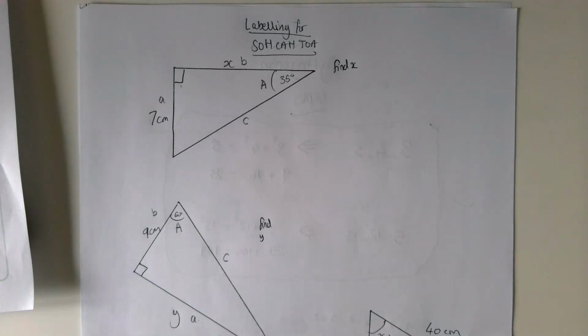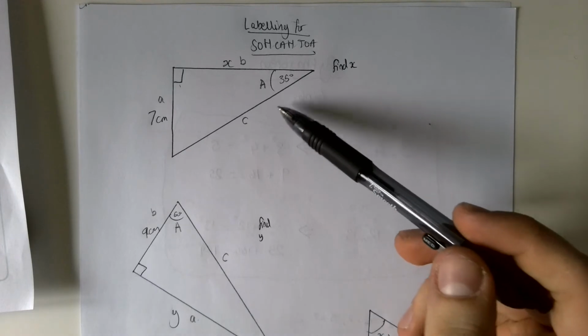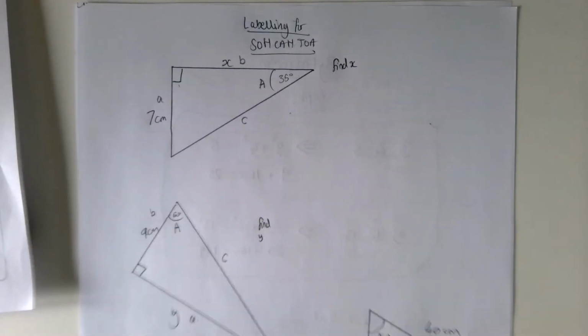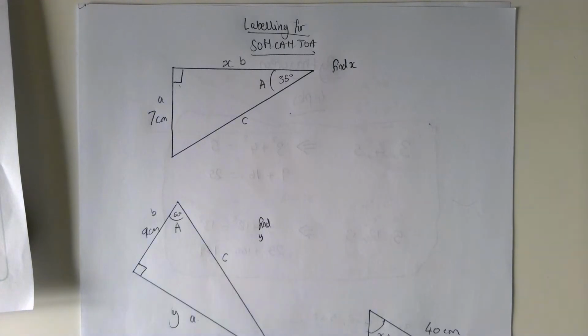So I'd recommend that you do go back and have a look at my labelling video, because the most important part, I would say, for SOHCAHTOA questions is identifying what is your hypotenuse, what is your adjacent, what is your opposite, or as the exam board would have liked to have called them in 2022, A, B and C.